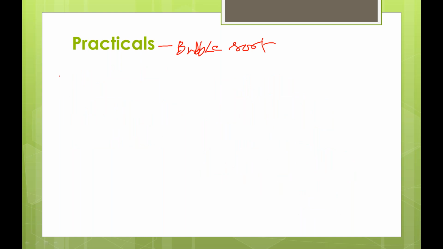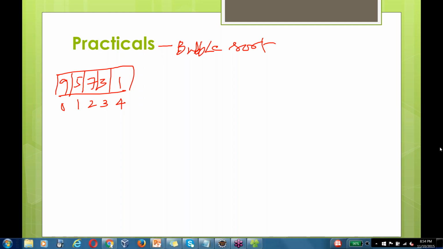Okay, so again we have the same number of elements. 1, 2, 3, 4, 5. Okay, 9, 5, 7, 3, and 1, with indices 0, 1, 2, 3, 4. So what Kavita was telling, she was telling it is swapping, right? So let us see what she meant.